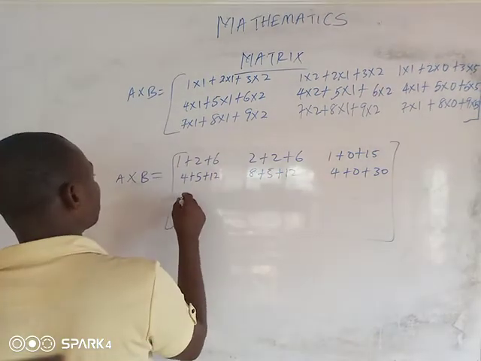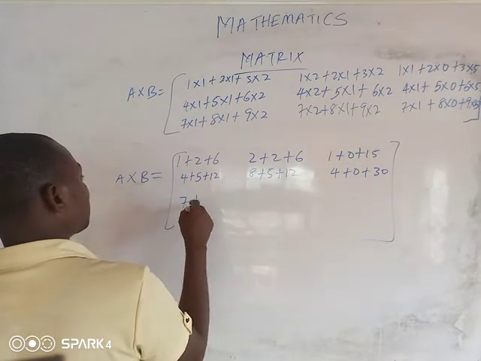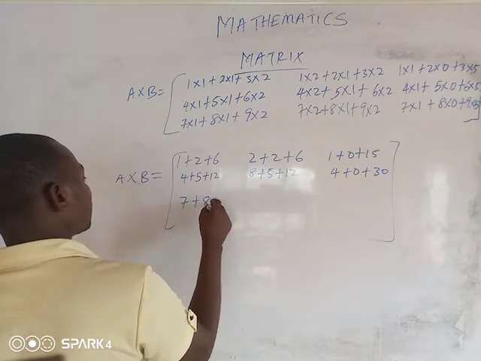7 times 1 will give us 7. 8 times 1 will give us 8. 9 times 2 will give us 15.